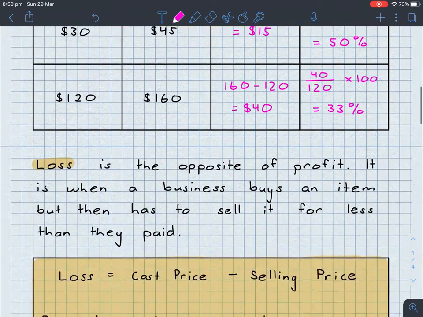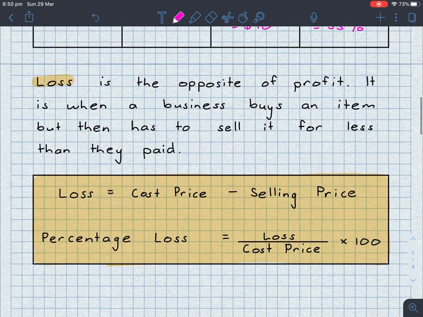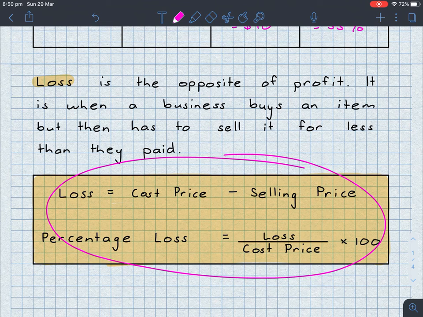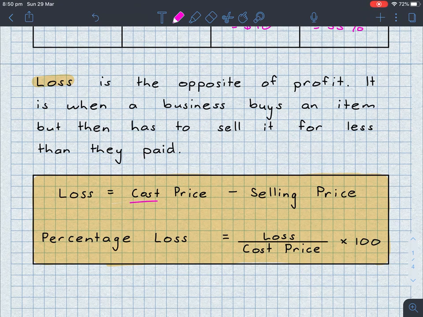Let's have a look at loss now. So loss is the opposite of profit. So this is when a business buys an item. So let's say they bought that t-shirt for $30, but then when they sold it in a sale for $25. So they've actually sold it for less than what they paid. So this is the opposite of profit. And we have our same two formulas here, but you can see this time it's cost price minus selling price.